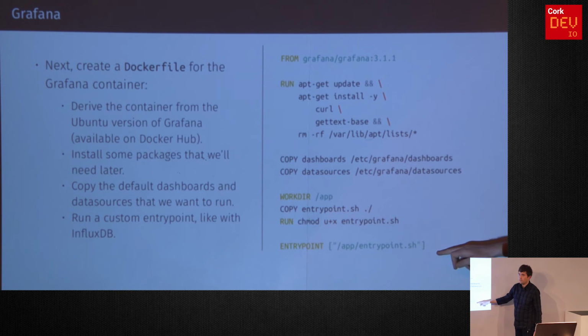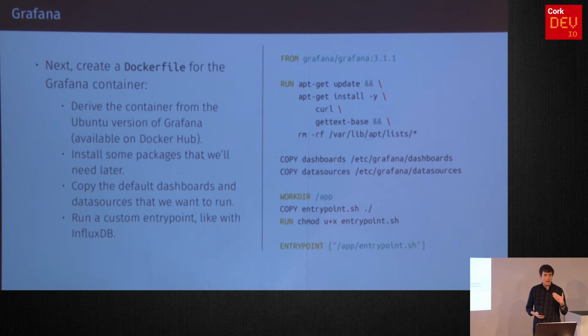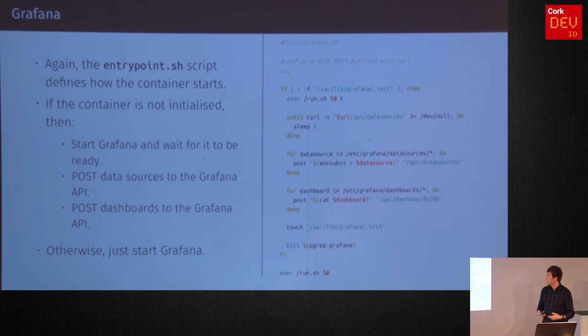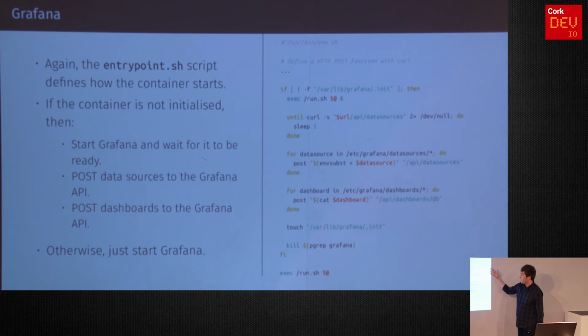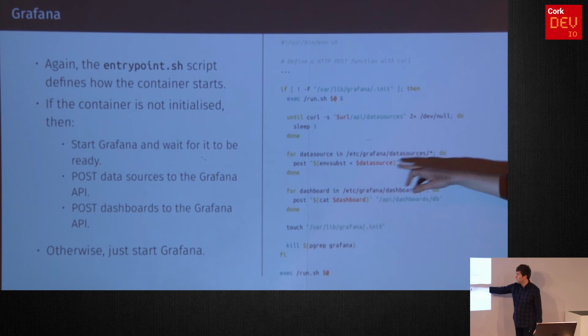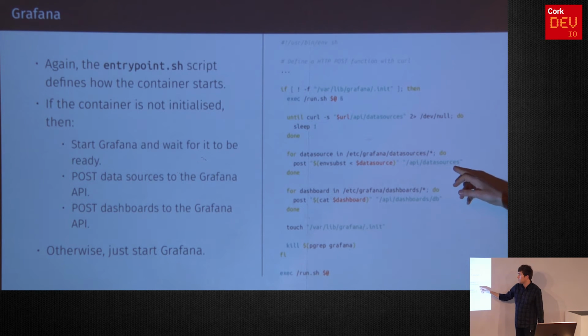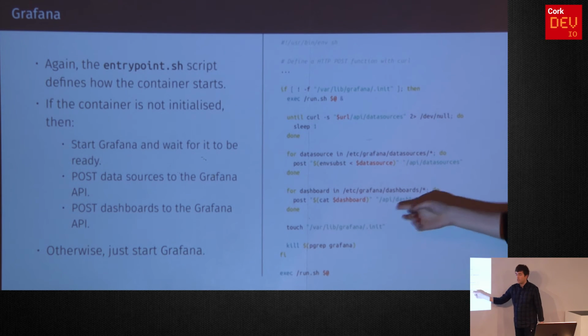It's the same entry point pattern that you saw from before with the InfluxDB container, which means basically we have an entry point for InfluxDB, we have a separate entry point for Grafana, and as soon as we start this Grafana container, it's going to hit the entry point script, figure out how it's going to run. And again, it's the same pattern inside here. It's just waiting for an init file, comes in, it starts Grafana, it waits until the API is up, and then it uses curl to push each data source into the API and push each dashboard into the API.